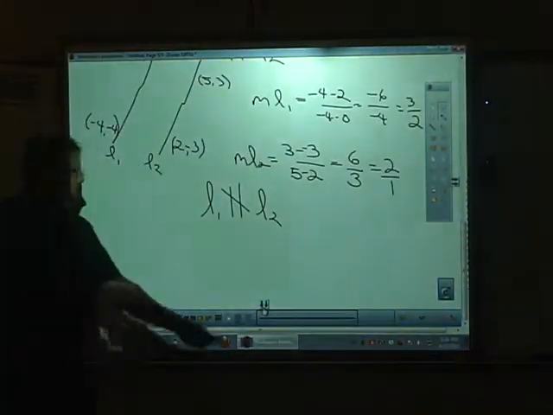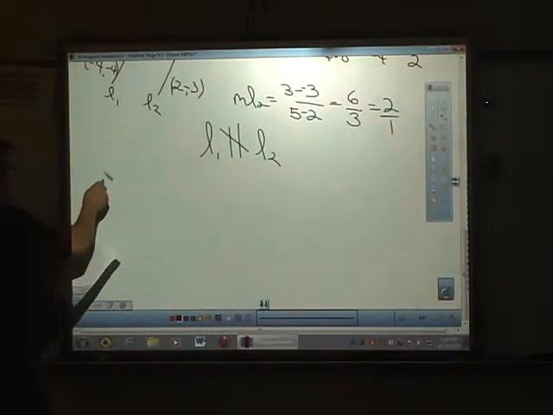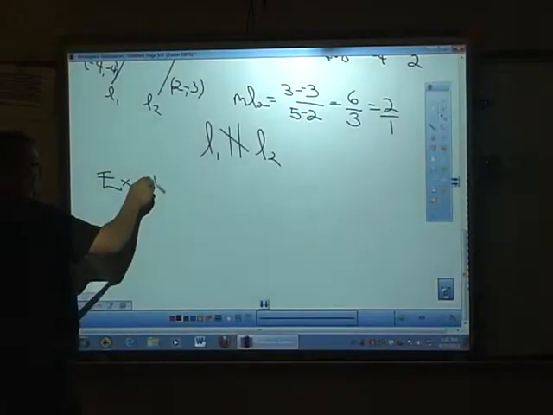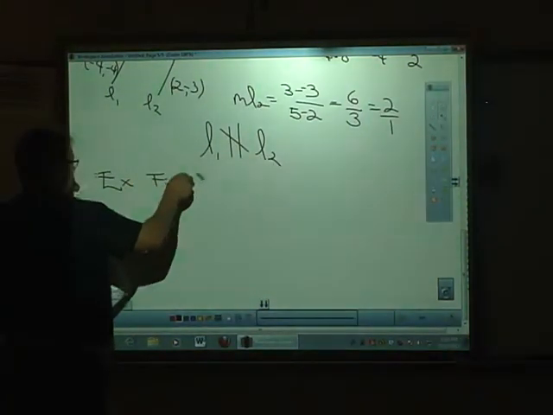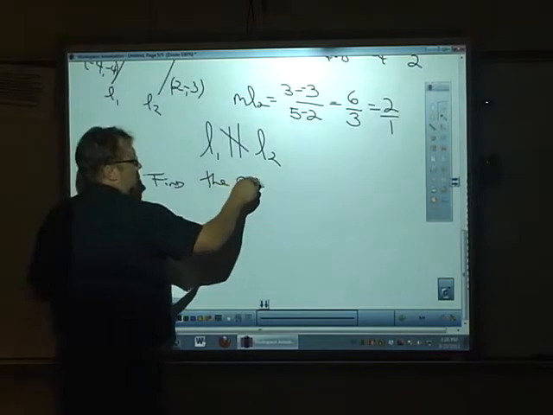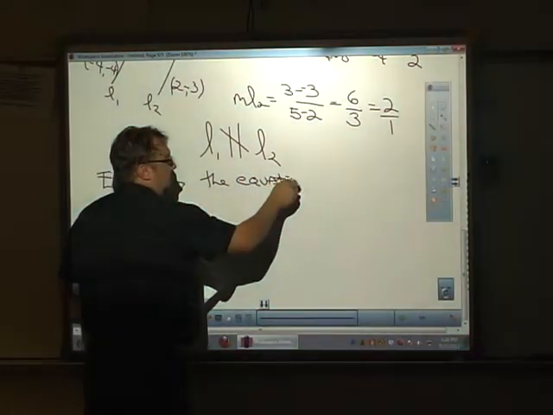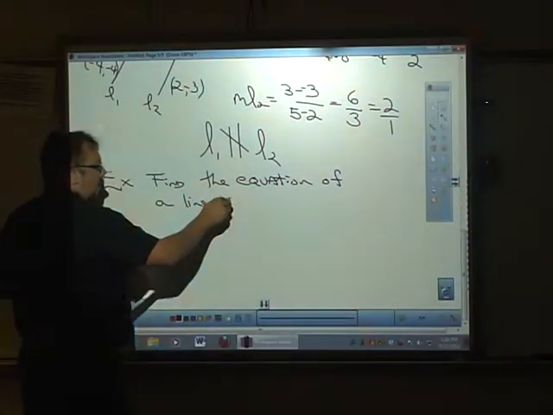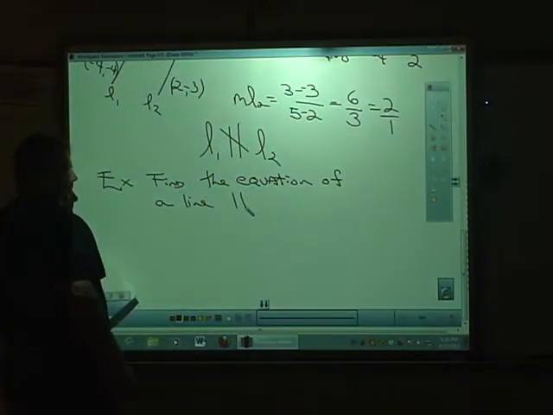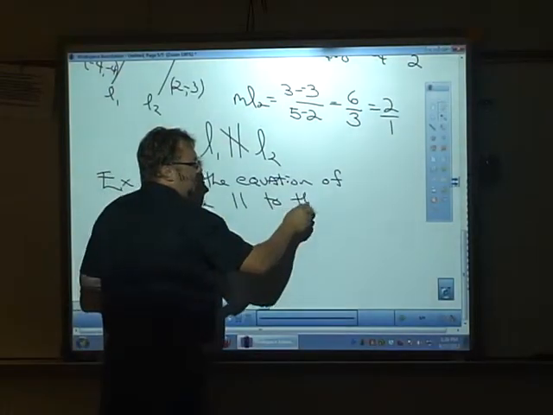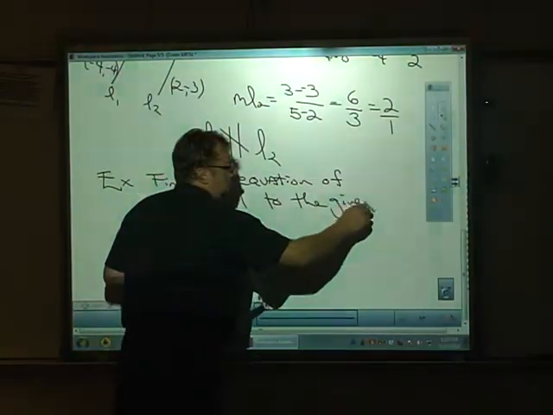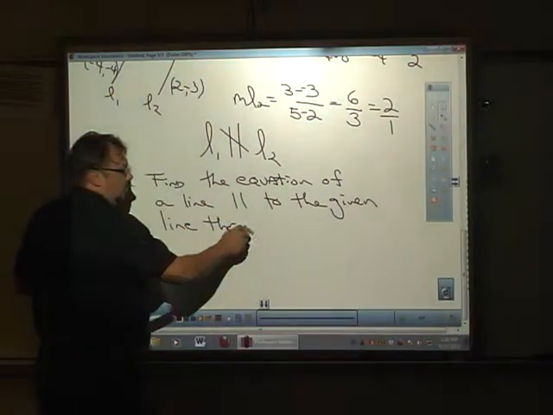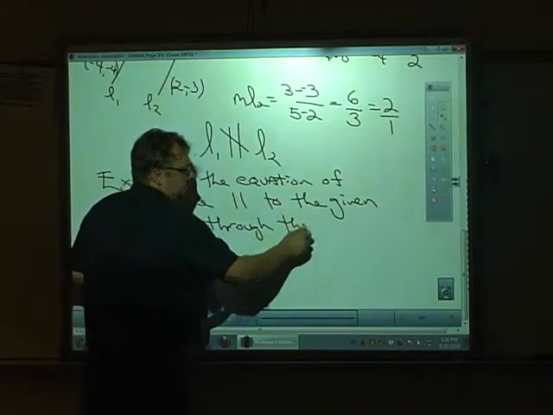Let's do a different example. Let's say I want to find the equation of a line parallel to the given line through the given point.